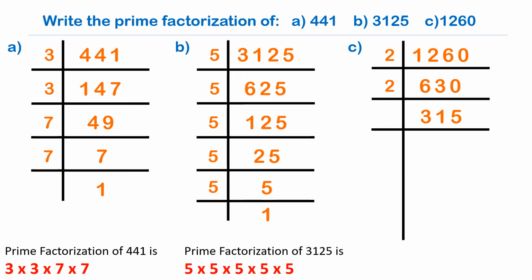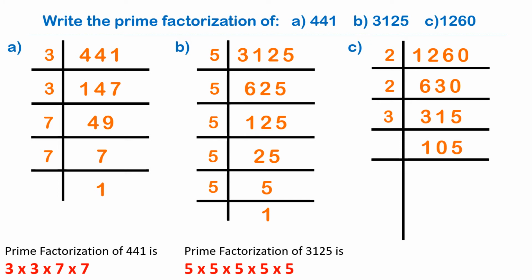To check whether it is divisible by 3 or not, we use the divisibility test of 3. So add the digits. 3 plus 1 plus 5 equals 9. And 9 is divisible by 3. So 315 is also divisible by 3. So write 3 to the left of 315 and divide. If we divide 315 by 3, we get 105.